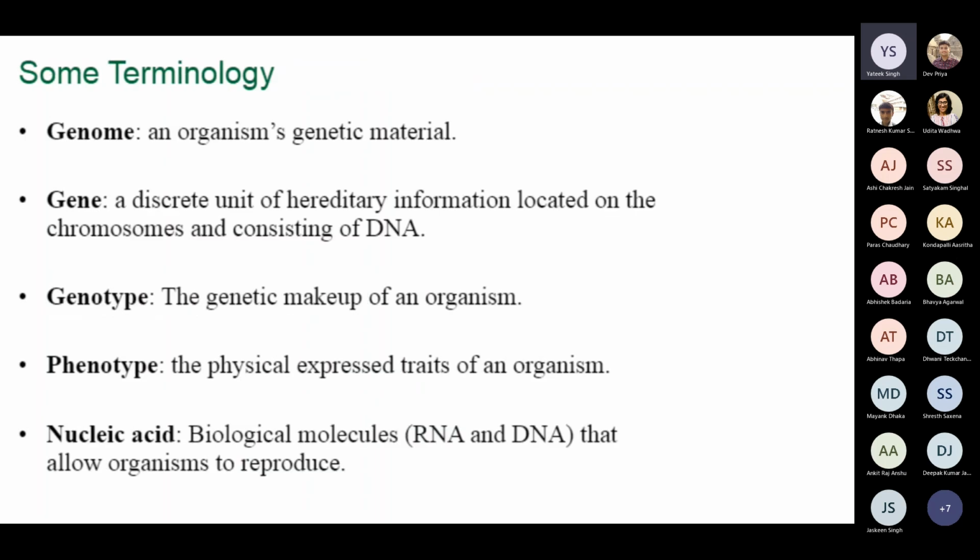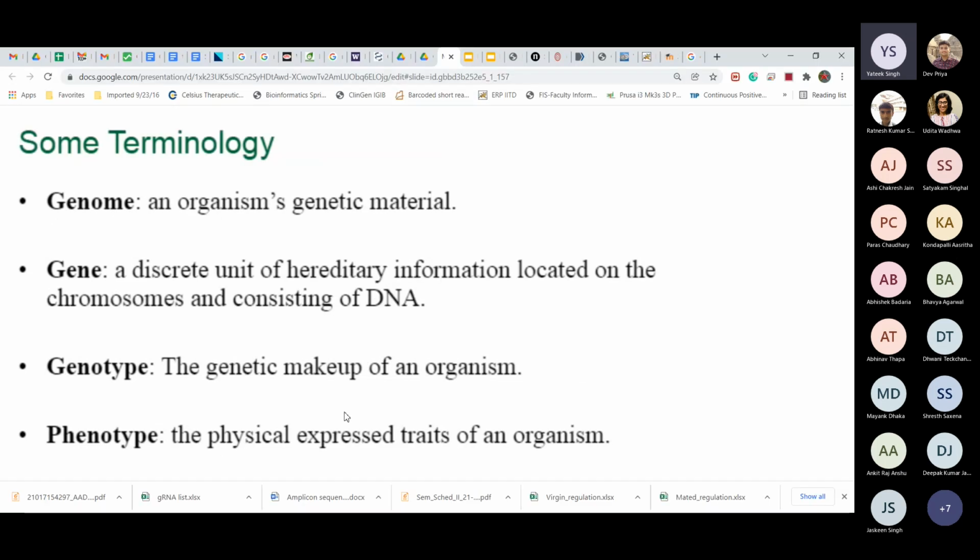These are some terminologies: genome, all the genetic material of the organism; gene, a discrete unit of hereditary information; a genotype is the genetic makeup of an organism; phenotype is the physical expression of a trait; and nucleic acid is a biological molecule that allows organisms to reproduce and transfer information.